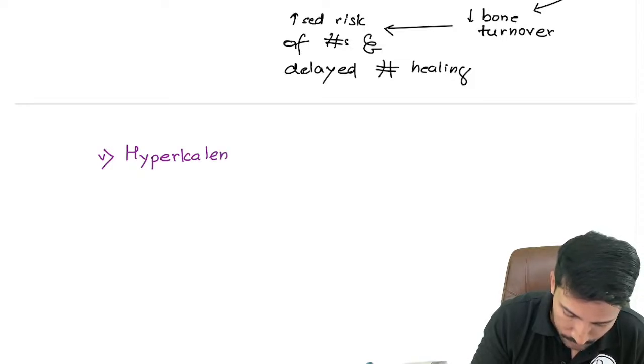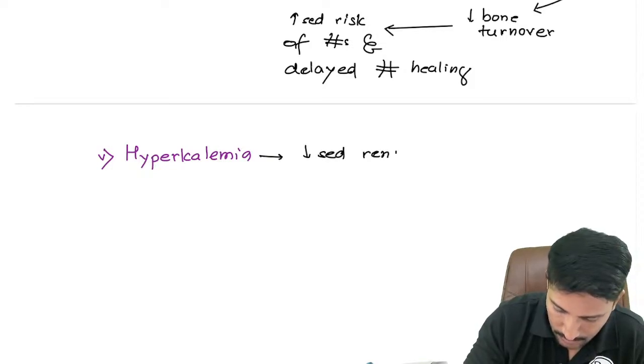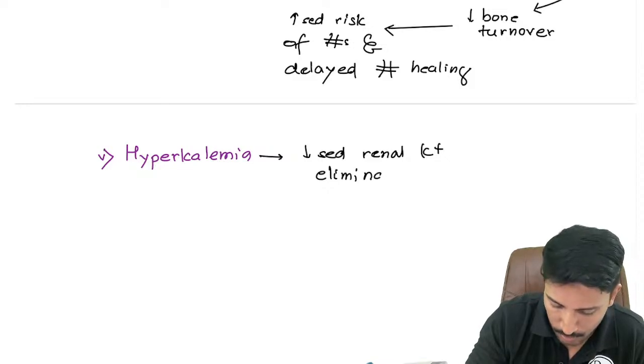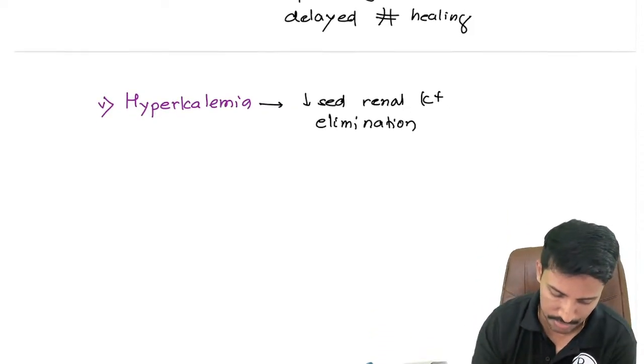Hyperkalemia. Why is hyperkalemia happening? Due to decreased renal potassium elimination, that is leading to hyperkalemia. Now how will I treat? Of course, anti-hyperkalemia measures. I'll come to that.